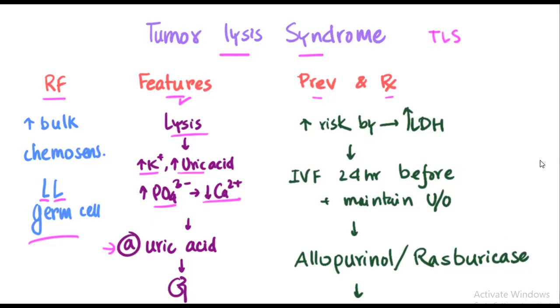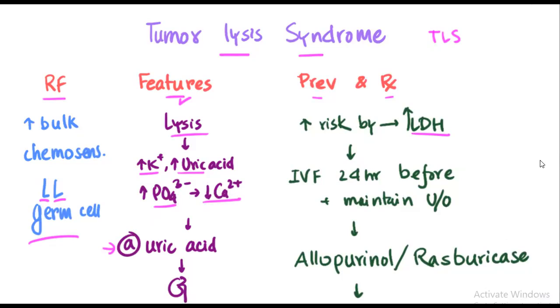First, prevention. We want to identify patients who are at high risk of tumor lysis syndrome, and that is decided by the bulk of the tumor and the type of tumor. Additionally, we can do an investigation such as LDH. If the LDH is high, that suggests a high risk of tumor lysis syndrome.